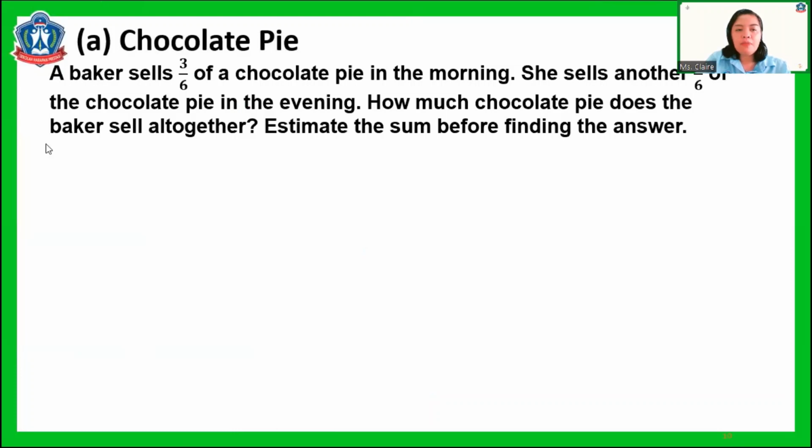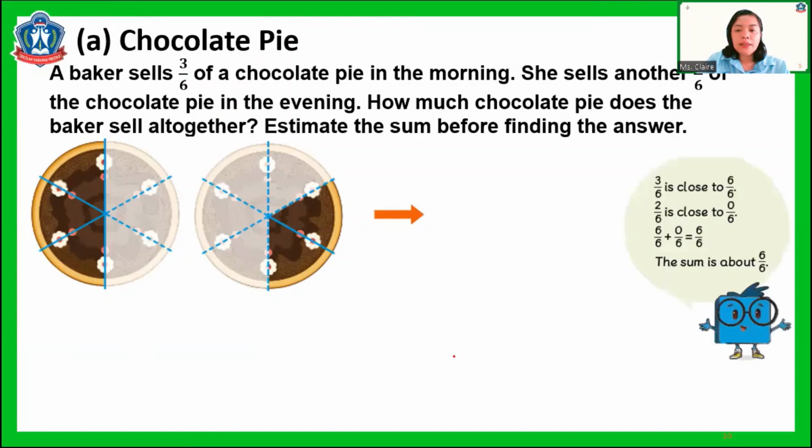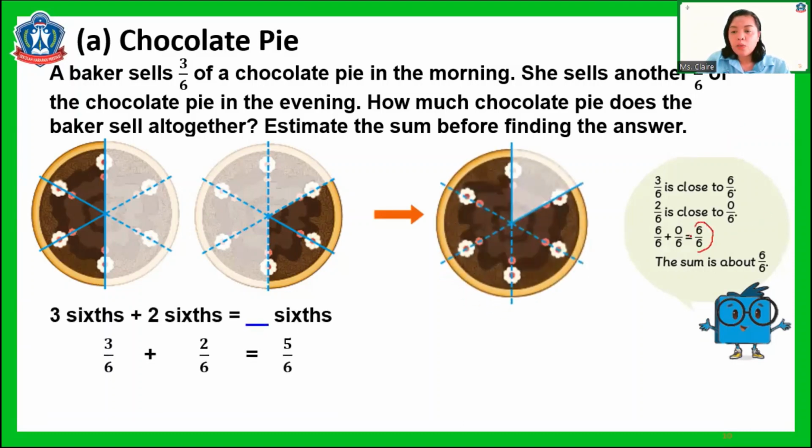Okay, I have here a problem about chocolate pie. A baker sells 3/6 of a chocolate pie in the morning. He sells another 2/6 of the chocolate pie in the evening. So how much chocolate pie does the baker sell altogether? Let's estimate the sum before finding the answer. So we have 3/6 and 2/6. 3/6 is close to 6/6. 2/6 is close to 0/6. So 6/6 plus 0/6 is equal to 6/6. So that is around 1 whole, right?